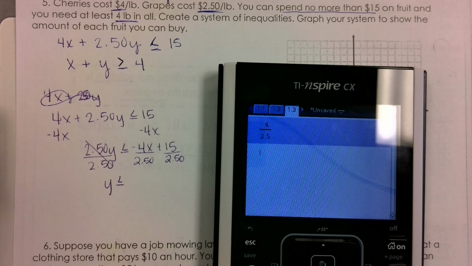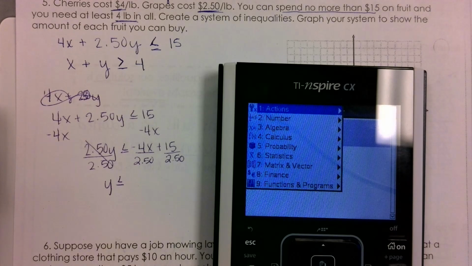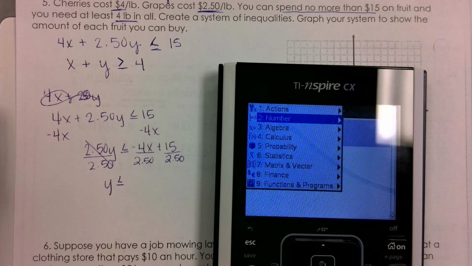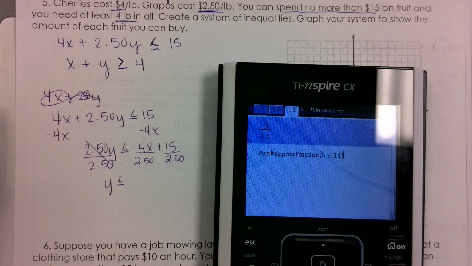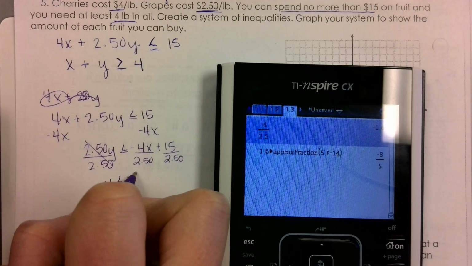Let me show you. From here, we're going to hit menu, and go to number. Then you've got an option that says approximate to fraction. That's what we want to do. We want it to convert that to a fraction for us. We'll hit enter, and it's going to tell us that it's negative 8/5. Is that okay? So that would be our slope. So we'll have negative 8 over 5x.